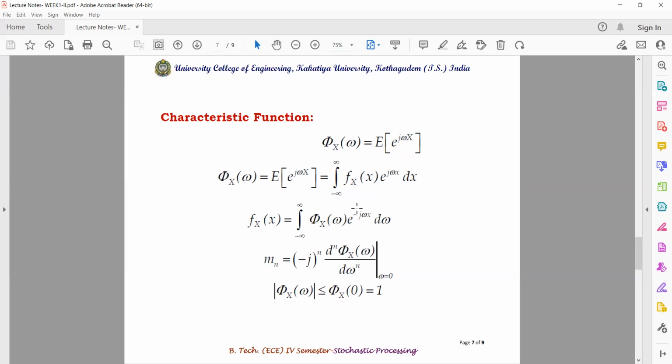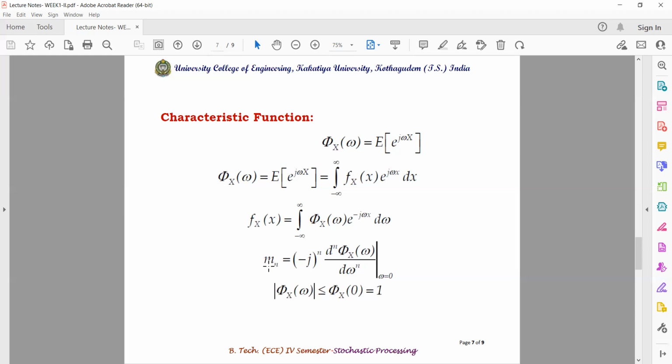This formula looks like a Fourier transform formula. But in the Fourier transform, we have e power minus j omega t, whereas here we have e power plus j omega x. Likewise, if you write the inverse Fourier transform formula, the PDF can be extracted from the characteristic function: fx of x is equal to the integral from minus infinity to plus infinity of phi x of omega e power minus j omega x d omega. And the point of discussion here is that moments can be generated from the characteristic function.